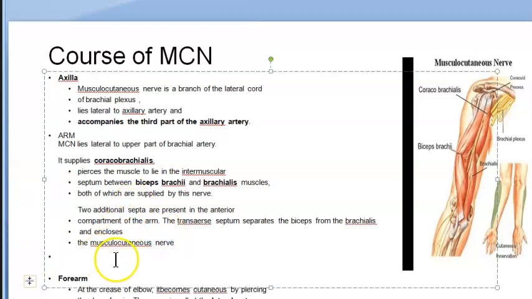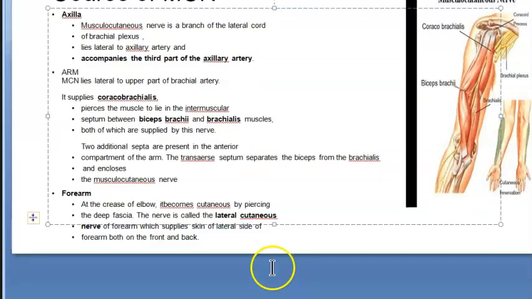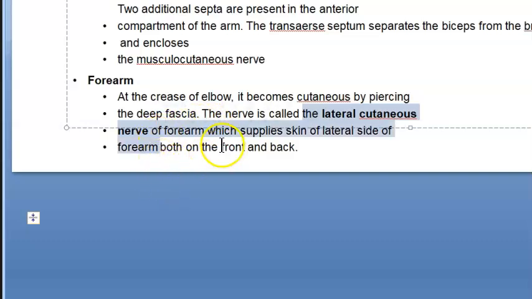Now coming to forearm. Let's come to forearm now. So what happens now? You need that photo, I think, to understand. At the crease of the elbow, it becomes cutaneous. Cutaneous means it comes towards the skin, so basically it will pierce the deep fascia and come out. It will become cutaneous, and this nerve is now called the lateral cutaneous nerve. This is nothing but the termination also of the nerve. So it terminates as the lateral cutaneous nerve.